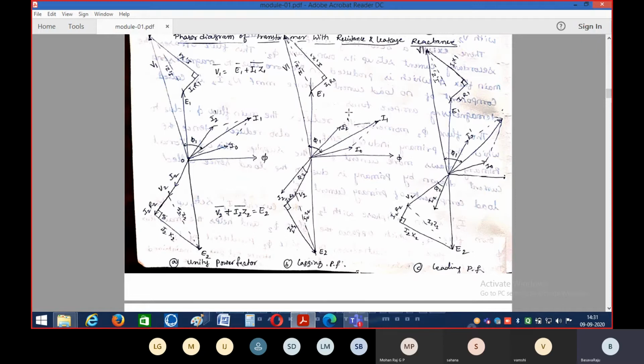This is the vector diagram representation for inductive loads. This is the vector diagram representation for resistive loads. Same here, this is the working flux phi. Next draw the I naught current. Next this is E2, this is V2. This vector with respect to voltage, the current leads, right? So this is V2, this is I2. That is in the case of lagging loads.